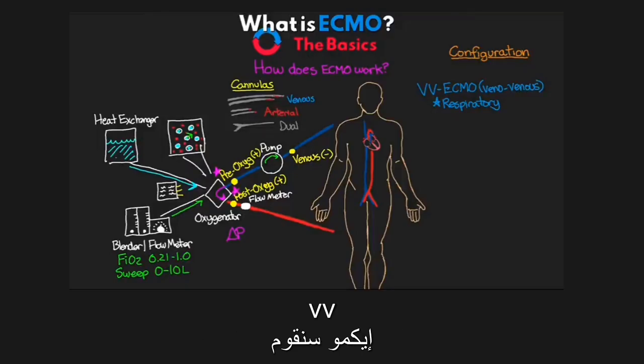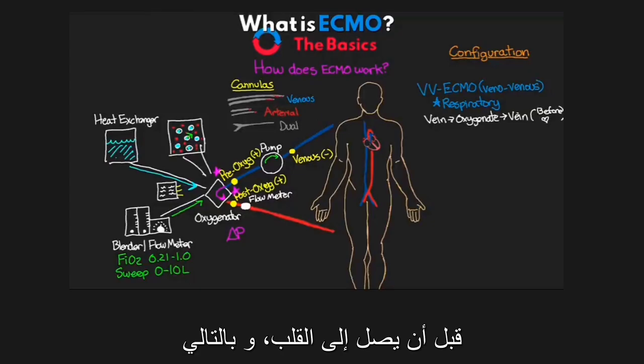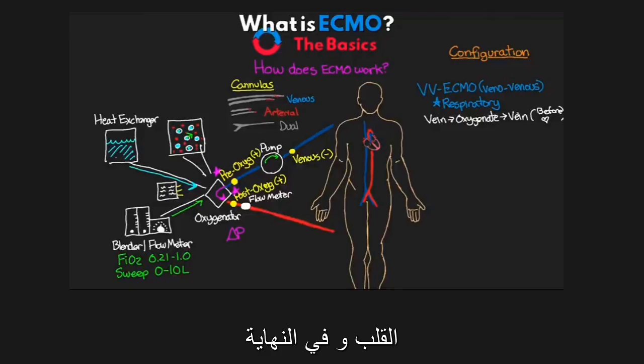Now, in VV ECMO, we're going to be draining blood from a vein and then returning oxygenated blood back to another vein before it gets to the heart. And so this then is going to lead the blood to continue on through the right side of the heart and ultimately the pulmonary circulation, and then it's going to work its way back into the left side of the heart, where it's going to be moved throughout the rest of the body.